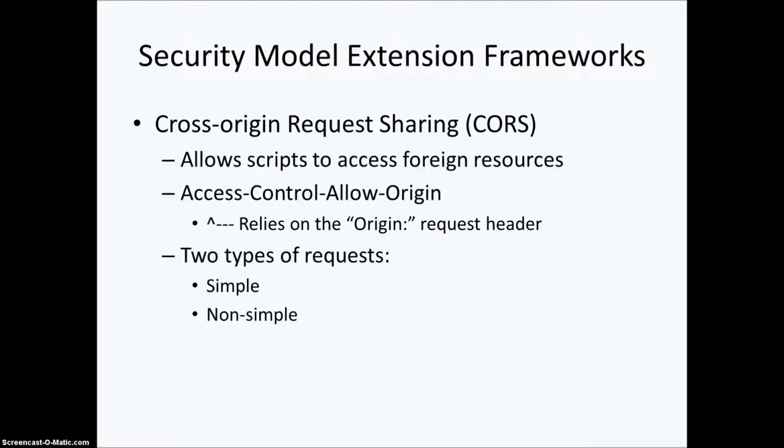The first security model extension framework is called cross-origin request sharing, or CORS. Originally, cross-origin requests could be made with image, script, or iframe tags. The problem was that client-side scripts didn't have access to the content of those resources. They could only be executed and rendered by the browser, which sometimes caused problems for developers. So CORS enables JavaScript to read the content of foreign sites or resources through something called the response text property.